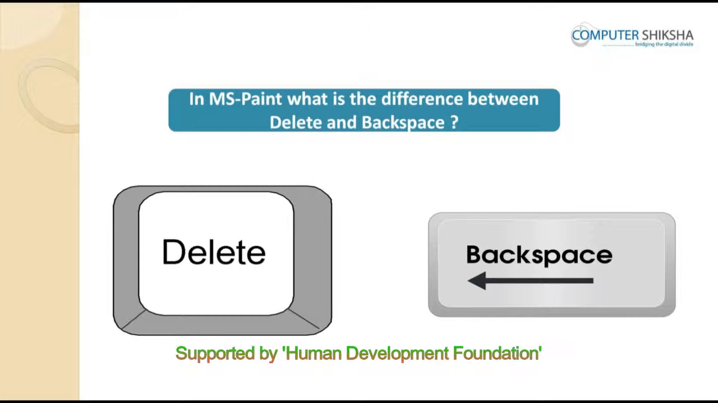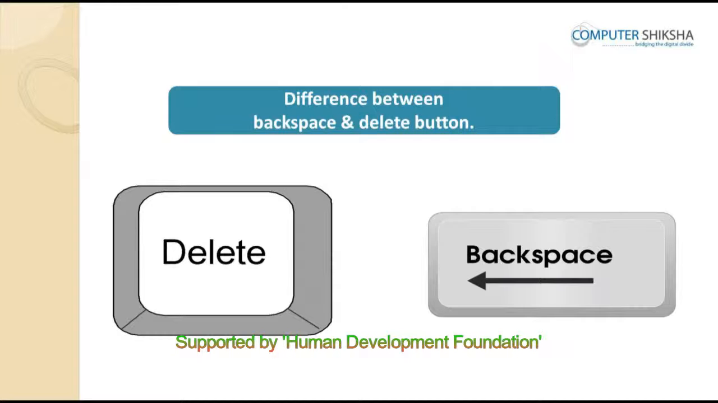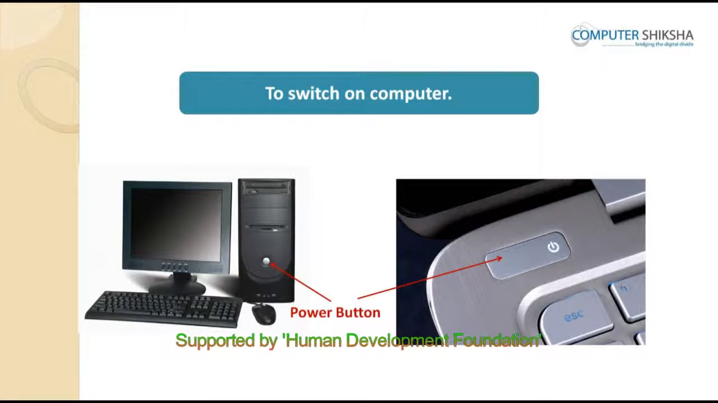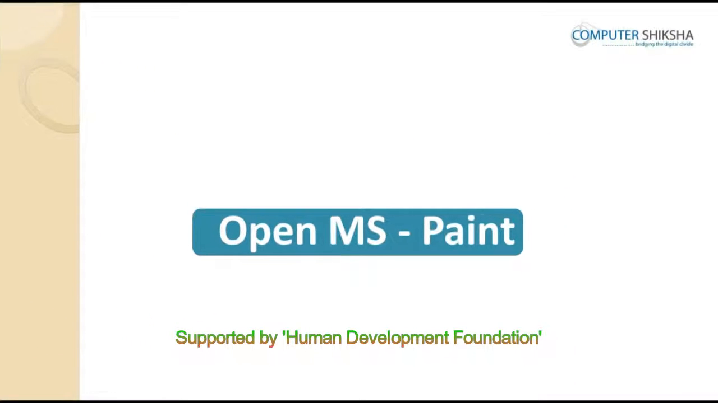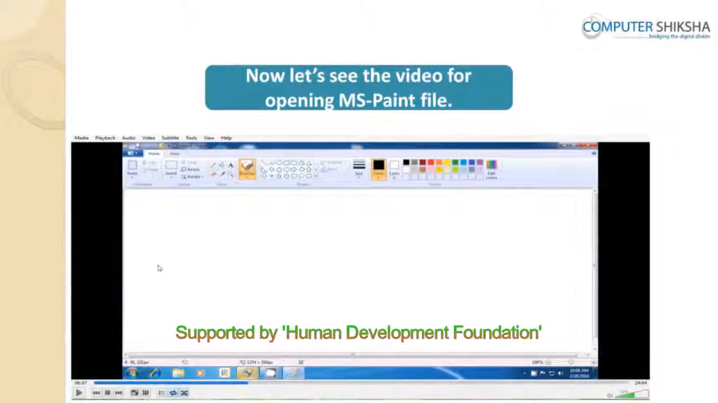In Mspaint, what is the difference between delete and backspace? By using backspace, we can erase the word on the left side of the cursor, whereas with the delete button, we can erase the word on the right side of the cursor. Now, go ahead and turn on your computers. And next, open the Mspaint file. If any of you are still facing a problem in opening the Mspaint file, you can again watch the video.